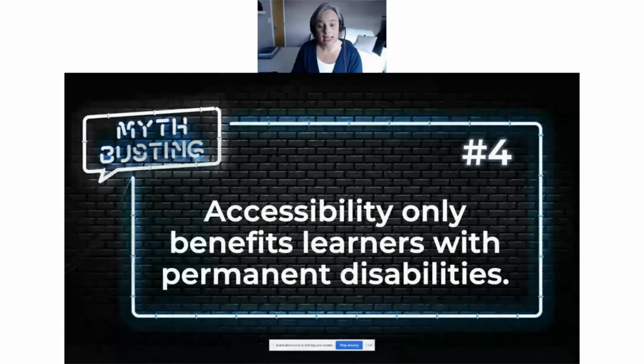So to look at this in closer detail, we're going to start with temporary impairments. And again, I want you to have a few seconds just to think about some impairments that people could have temporarily, which might make it difficult or impossible to interact with digital learning content. Okay, so have a think about that.